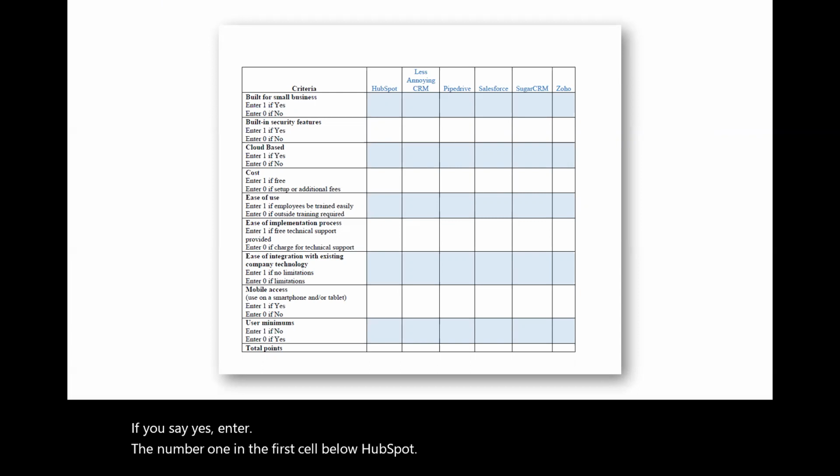Then go to the second one, built-in security features. Is that yes or no? Enter the numbers, 1 or 0, and then keep going down that whole list. Follow that pattern for the other 5 CRM packages. So we should have numbers in all these blank cells.